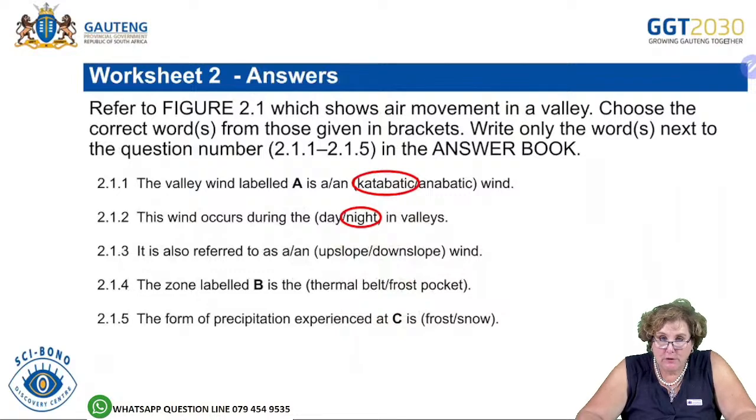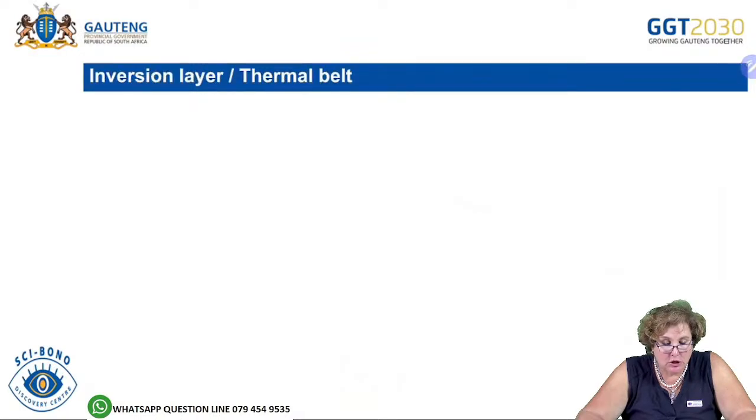It is also referred to as an upslope or a downslope wind. Katabatic wind blowing in the night, so it's going downslope. The zone labeled B is the thermal belt. The form of precipitation experienced at sea will be frost. Very easy. I hope you have your 5 marks here for this question.